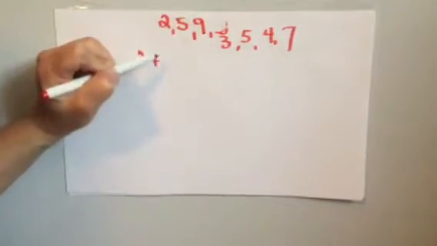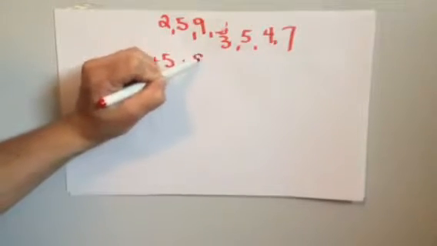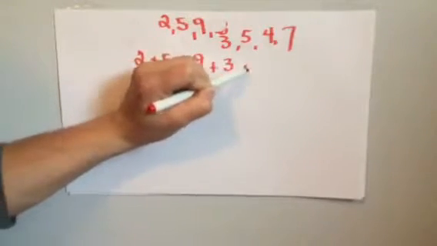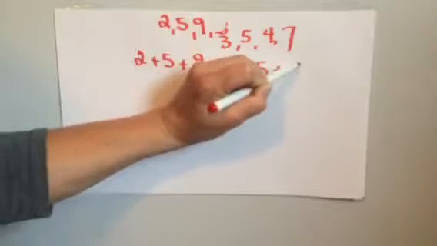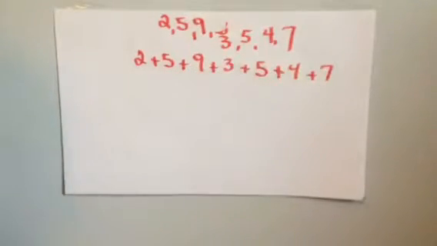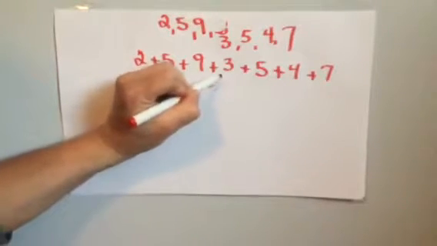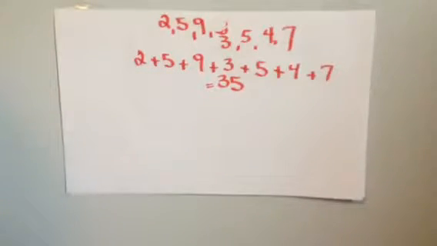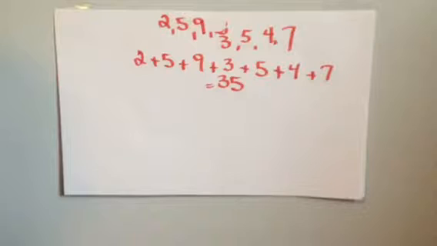So we have 2 plus 5 plus 9 plus 3 plus 5 plus 4 plus 7. When we add that all together, it's going to equal 35. So our next step would be just like we found when we had two numbers in the middle for our median.